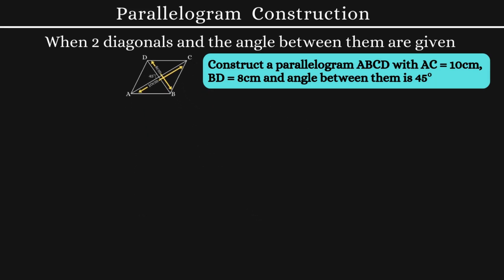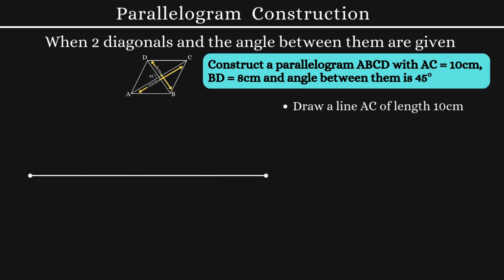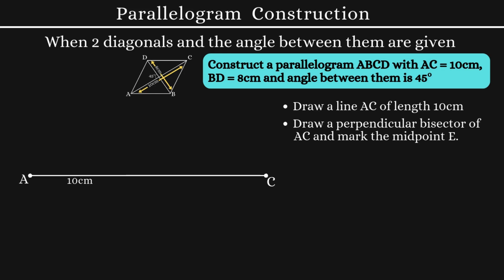Before getting started with the construction, let's remember that for any parallelogram, the two diagonals will bisect each other, which means they intersect at the midpoints of the diagonals. To begin with, let's draw a line AC of length 10 centimeters. This will be the first diagonal. Now, to find out the midpoint, we'll draw a perpendicular bisector for this line AC.